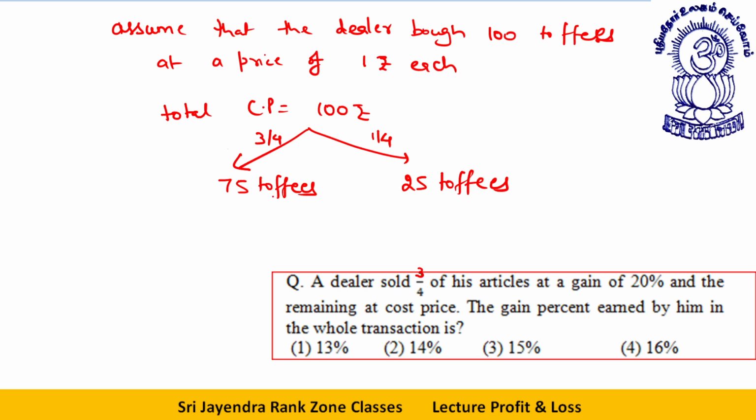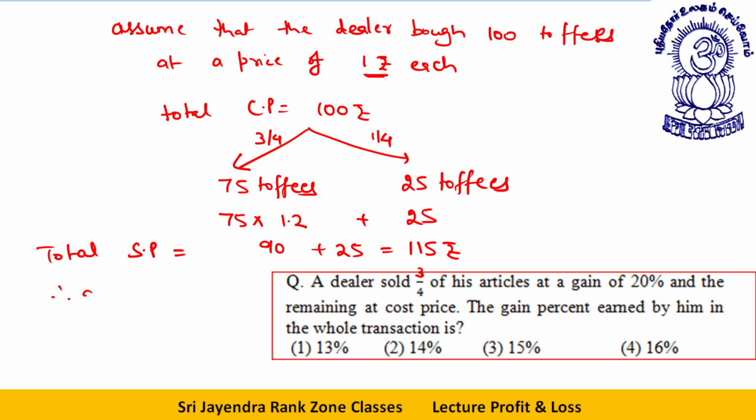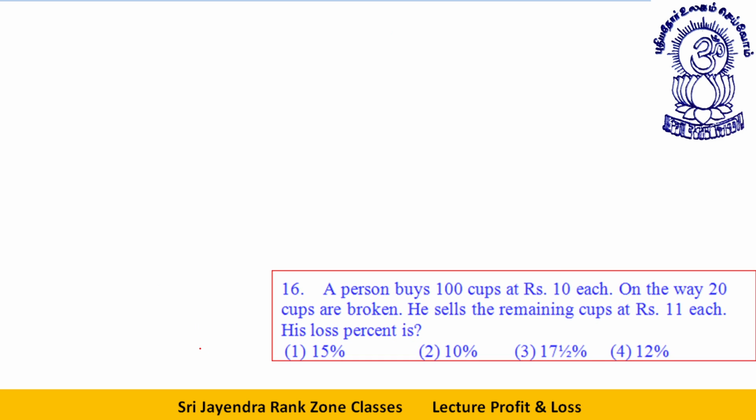So these 75 toffees are sold at a profit of 20%. The cost price of one toffee is 1, so the selling price at a profit of 20% is 1.2. It is 1.2 times 75 plus 25 as it is. So this becomes 90 plus 25. Total selling price is equal to 115 rupees. Therefore gain is equal to 115 minus 100, 15% gain. I think so far it is clear to everyone.